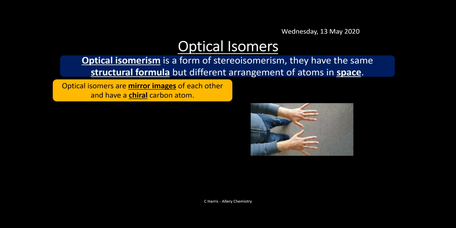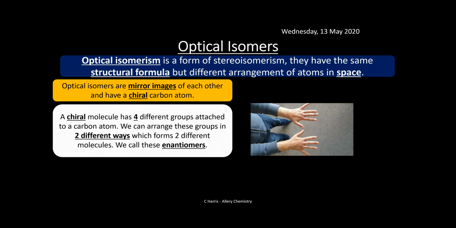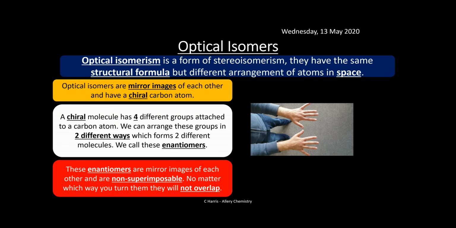So, optical isomers are mirror images of each other and have a chiral carbon atom. A chiral molecule has 4 different groups attached to a carbon atom in the middle, and we can arrange these groups in 2 different ways. This forms 2 different molecules, and we call these enantiomers. These enantiomers are mirror images of each other and are non-superimposable. No matter which way you turn them around, they don't actually overlap. These are quite unique properties that some molecules can have. But remember, it must have 4 different groups surrounding the carbon atom.